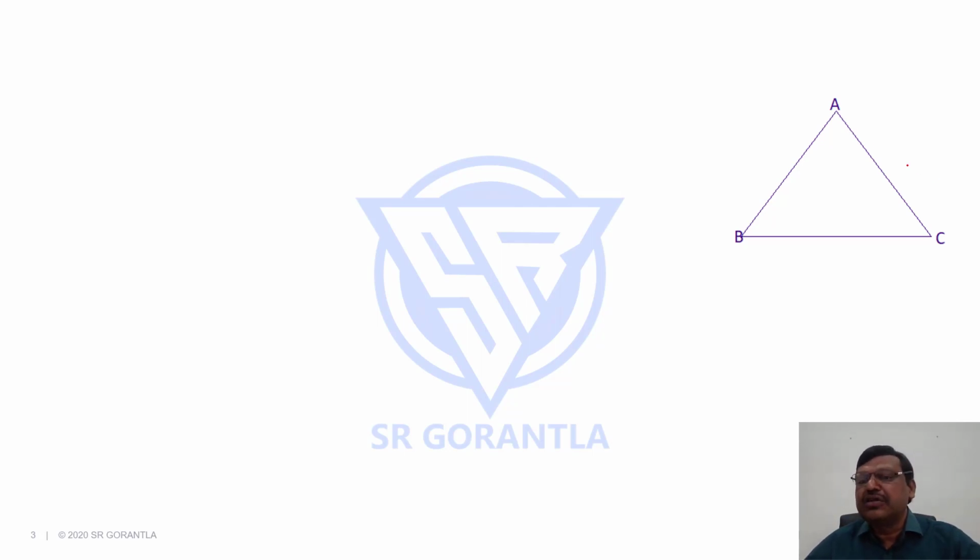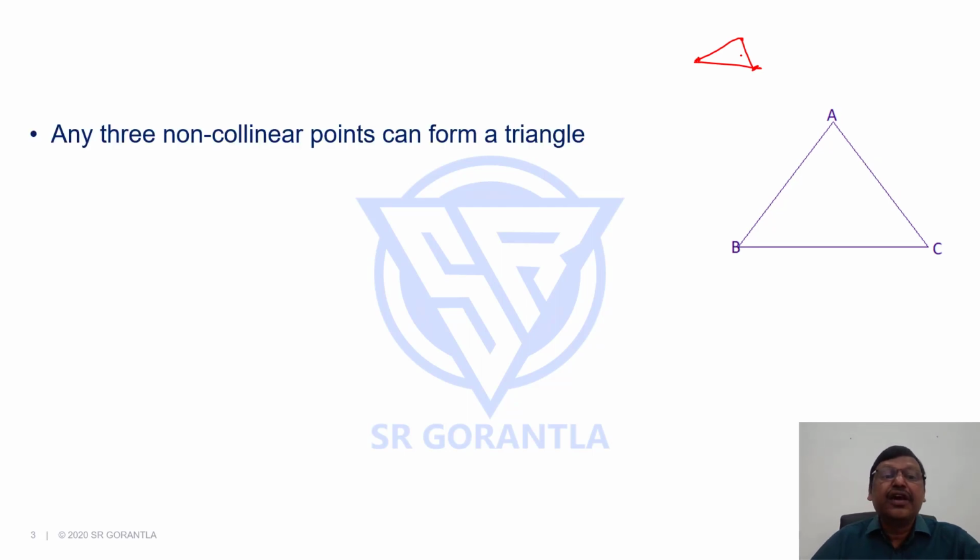See here, ABC are 3 points which are not on the same line. Any 3 points which are not lying on the same line can be joined to form a triangle. We say any three non-collinear points can form a triangle. Collinear means points which are on the same line. Non-collinear means points which are not lying on the same line. So, any 3 points which are not lying on the same line can form a triangle.